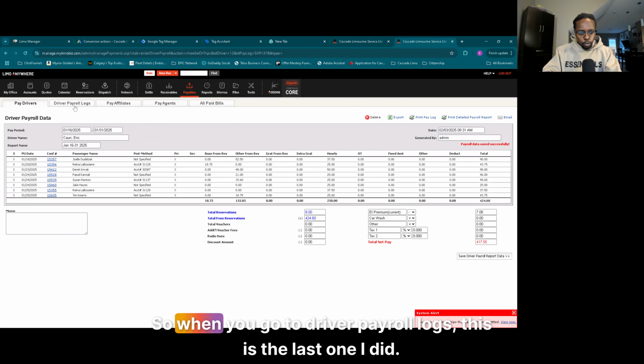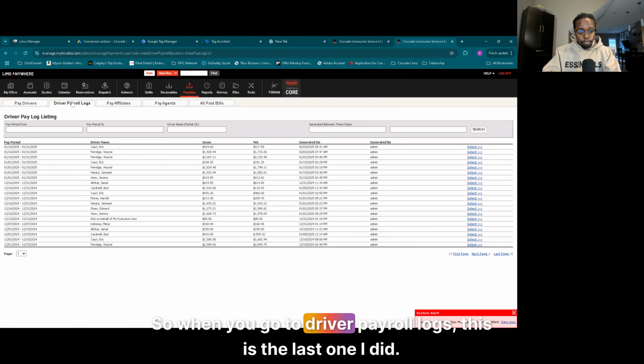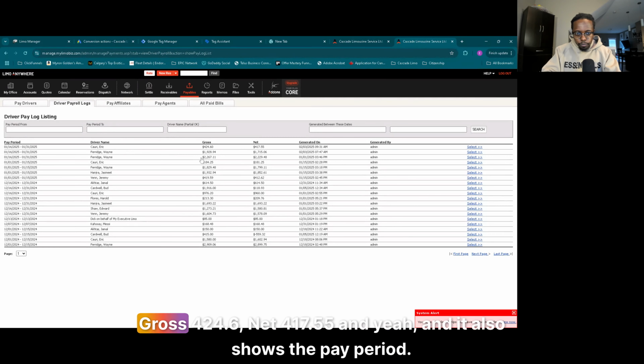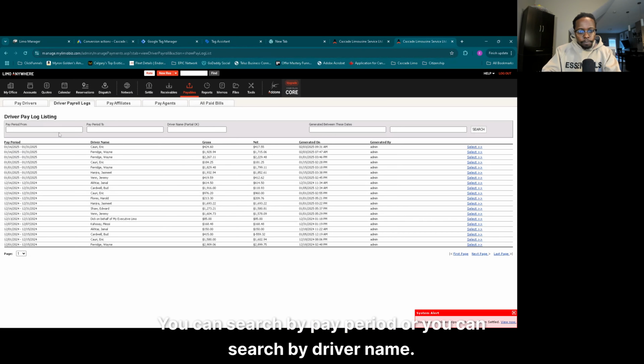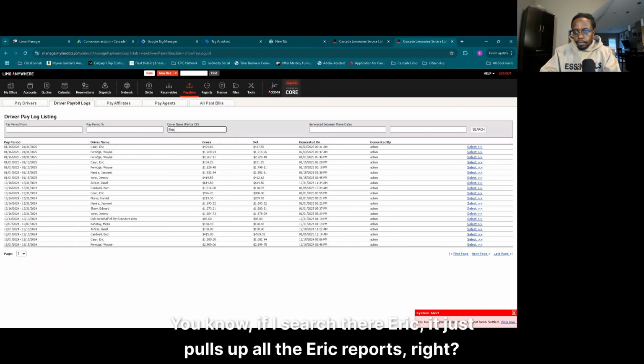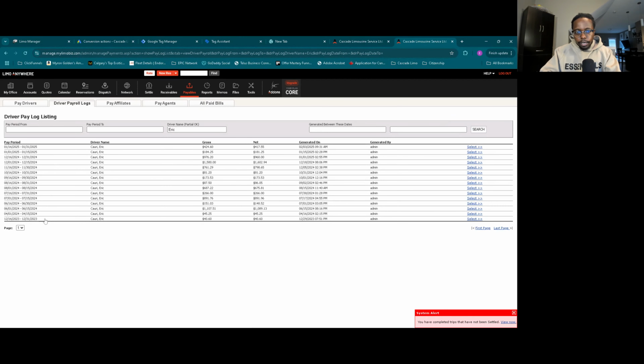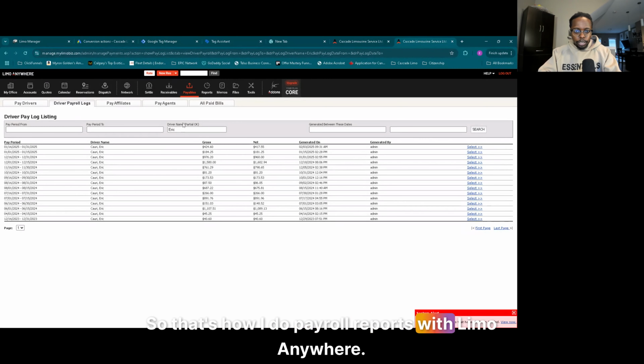So when you go to driver payroll logs, this is the last one I did. You can see there, gross 424.60, net 417.55, and it also shows the pay period. So I know this is January 16 to 31. All these other pay periods, you can search by pay period, or you can search by driver name. If I search Eric, it just pulls up all the Eric reports, right? And so that's how I do payroll reports with Limo Anywhere.